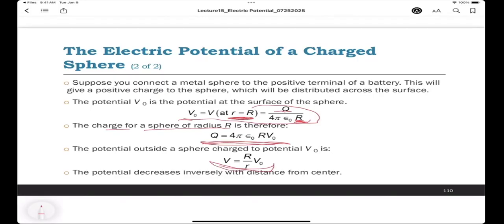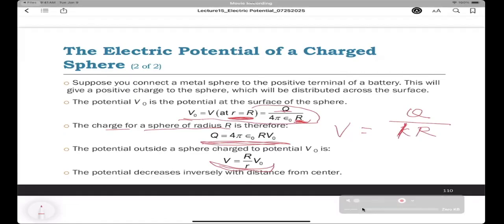Yeah, here you can see V equals Q over 4 pi epsilon R. Alright, so let's try to.